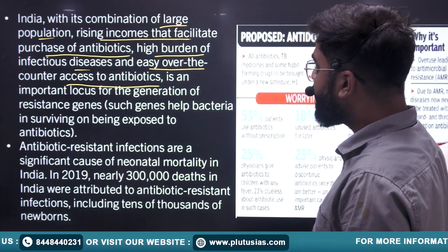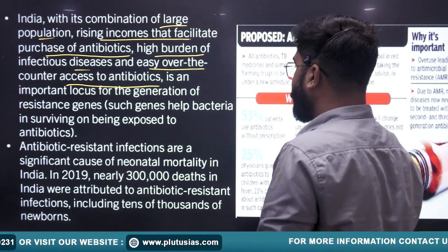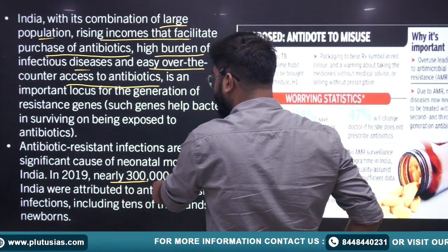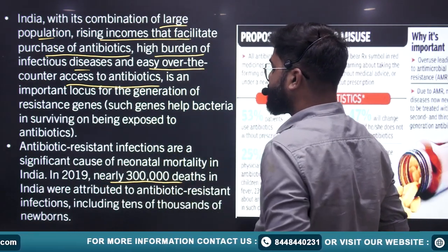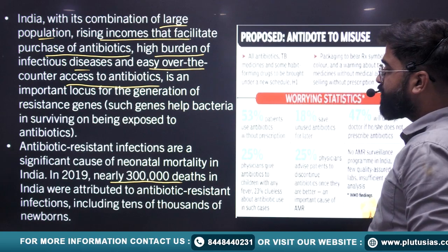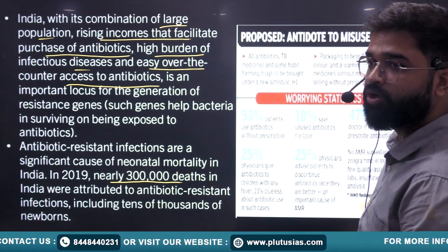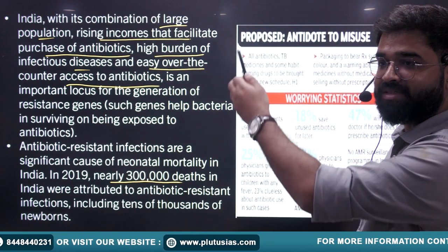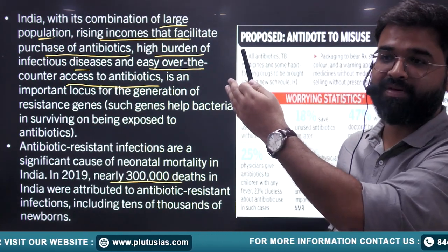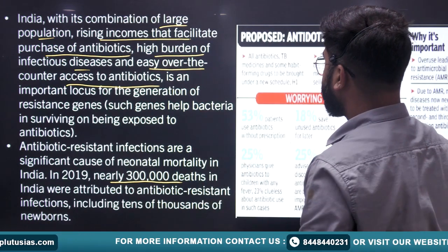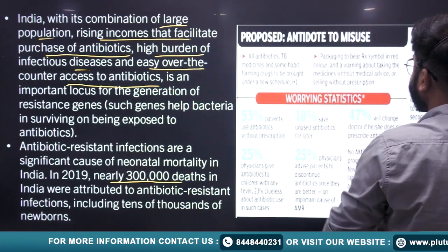Yes, antibiotic resistance infections are a significant cause of neonatal mortality. That is, in 2019, nearly 3 lakh deaths in India were attributed to antibiotic resistance infections, including tens of thousands of newborns. Out of them, 50,000 children died just because of sepsis. Overall deaths are 3 lakh. Okay. One more thing.